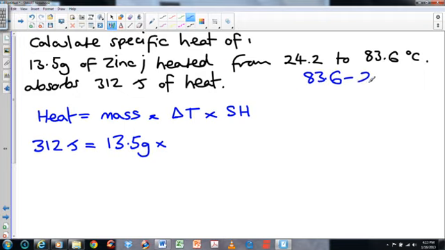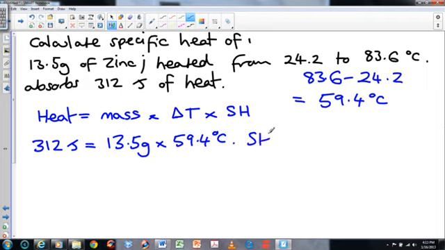83.6. Oops, I should have figured this out before I started making this video. Alright, anyway, if that was 23.2, that would be 60, so I think this is going to be 59.4 degrees C. I hope that's right. Anyway, so that's our temperature change, 59.4 degrees C. Specific heat is what we're looking to find.